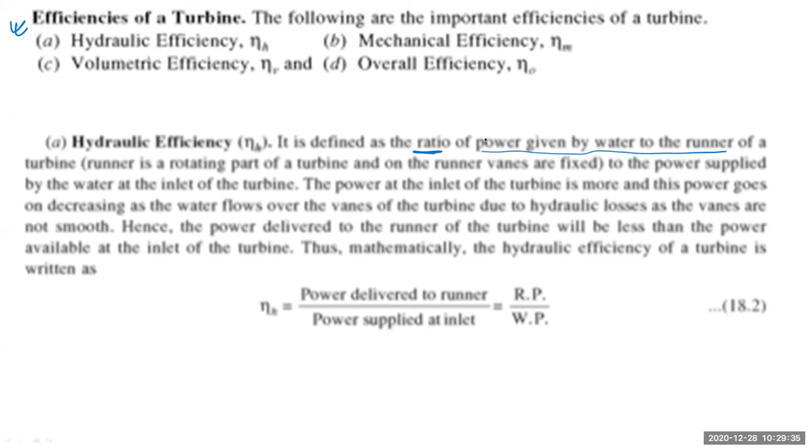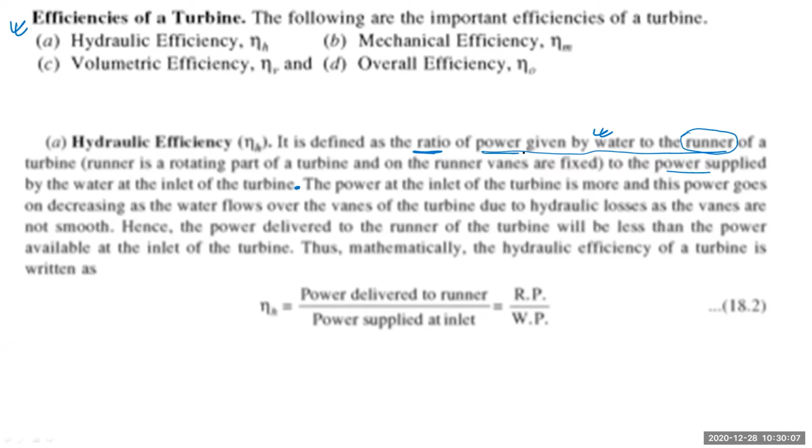The water jet is striking those turbines. Okay, so here for that turbine, this term is used, that is your runner. The runner is the rotating part of the turbine; on the runner, vanes are fixed. Hydraulic efficiency is the ratio between two terms: the first is the power given by the water to the runner of a turbine, and the second is the power supplied by the water at the inlet of the turbine.